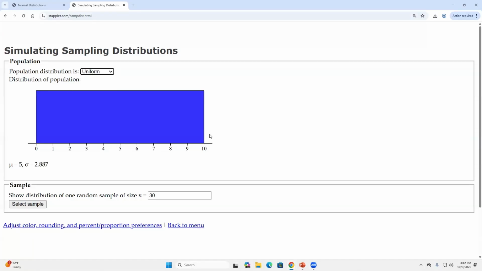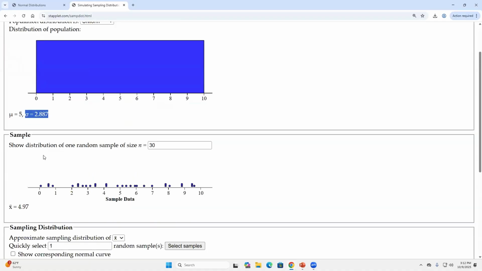And what that means is that out of those 10 scores, every score is equally likely, right? This is something where there are no extreme scores in this case. There are no rare scores. All the scores are equally distributed across the entire population. So here we have a mean of 5. We have a standard deviation of 2.87.